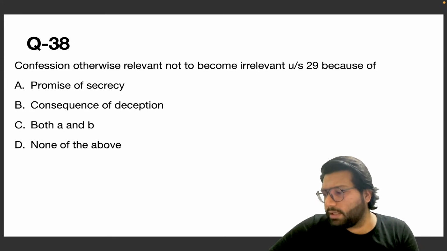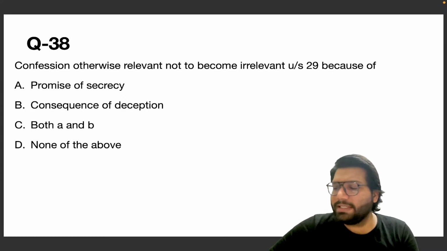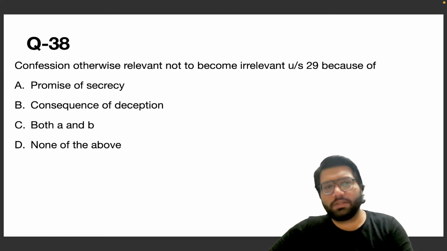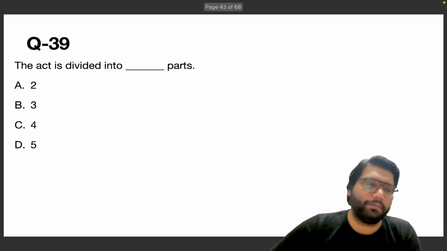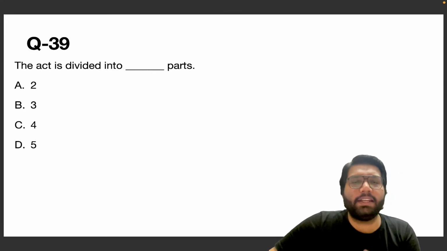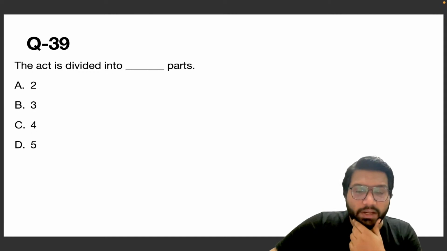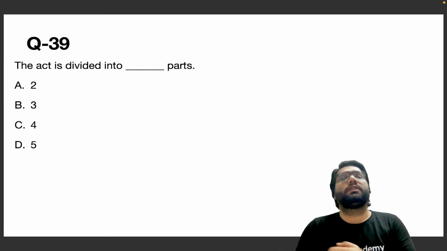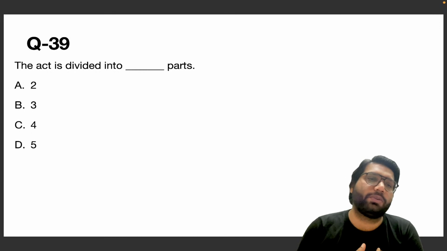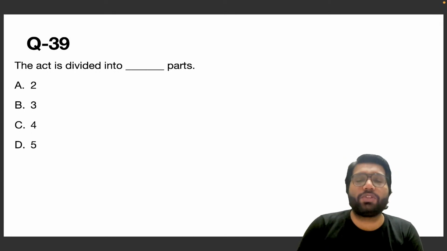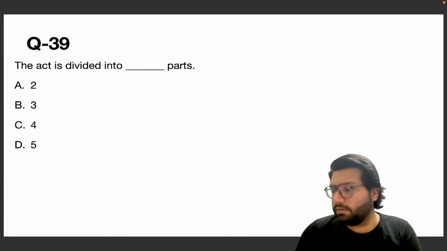First one to answer, Amit, followed by Sapna and Shalini. C is the correct answer, students. The Indian Evidence Act is divided into how many parts? One of the most important questions and the basic one, which no one should get wrong.